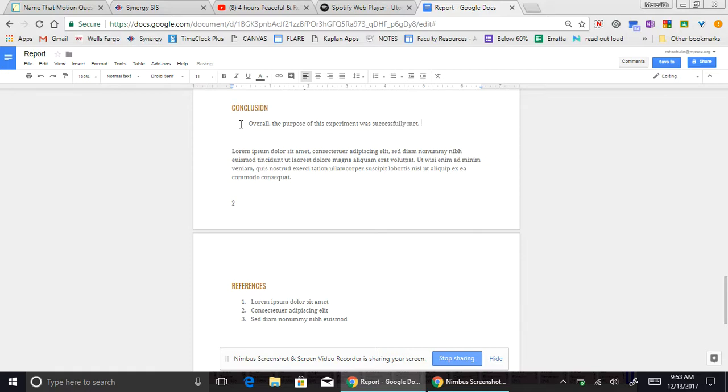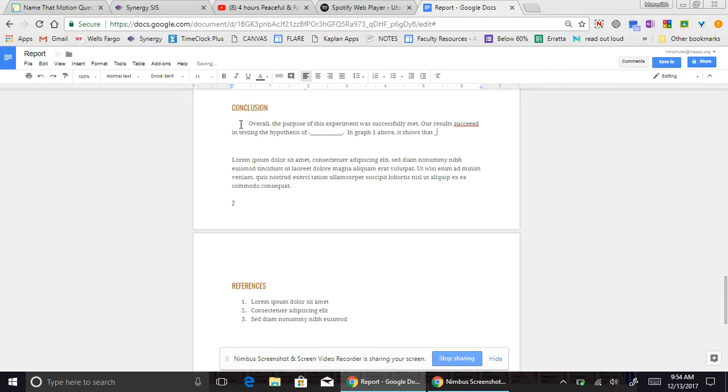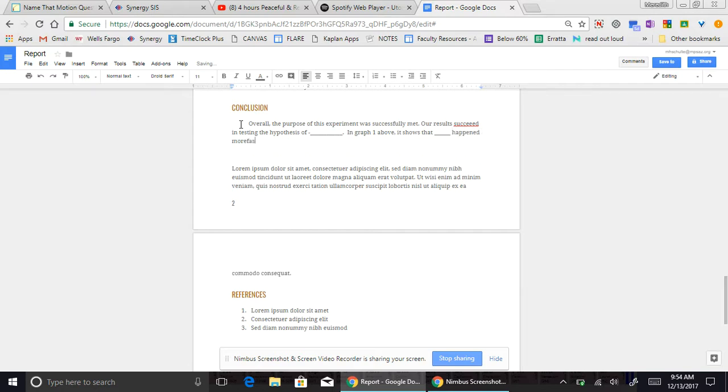Our results succeeded in testing the hypothesis of whatever, because that would be the purpose, is to test your hypothesis of something I need to go fill in later. And then it says restates hypothesis, boom, that's what's going in the blank. States the finding using data. So then I would say, in graph 1 above, it shows that X happened more, faster, better, worse, whatever.